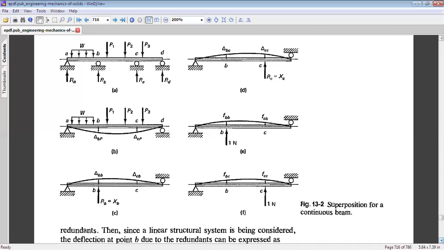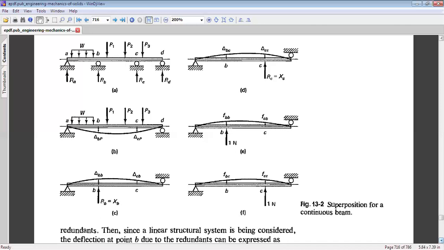Now, after doing all this, we have to apply the compatibility condition. The compatibility condition demands that triangle BP plus triangle BB plus triangle BC should be equal to 0, because there cannot be any deflection at the location of point B.